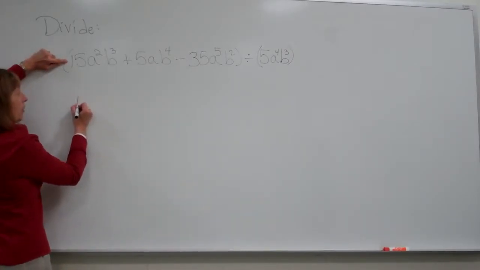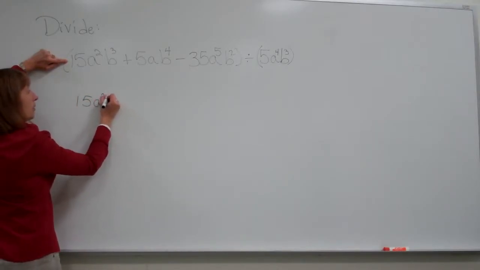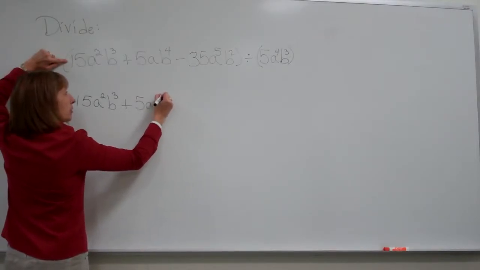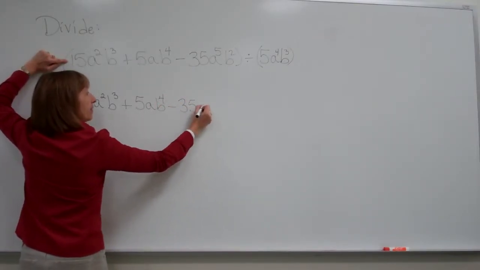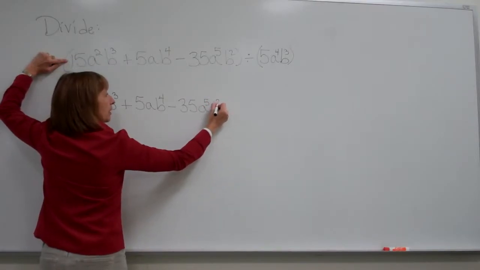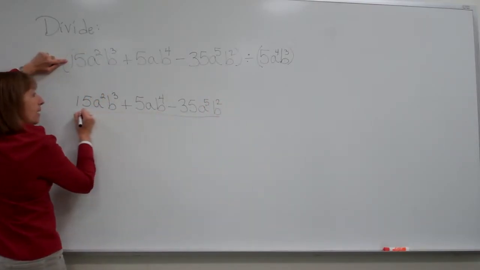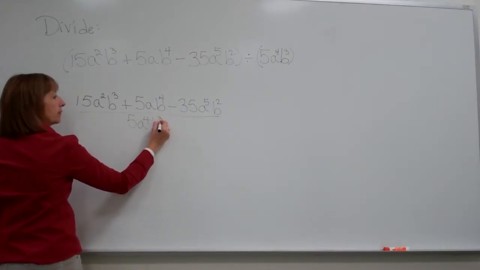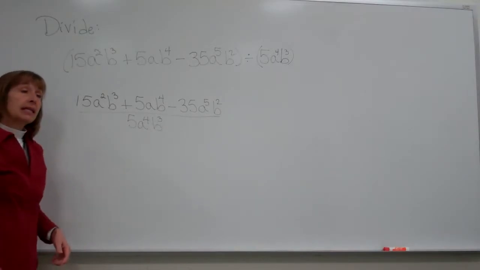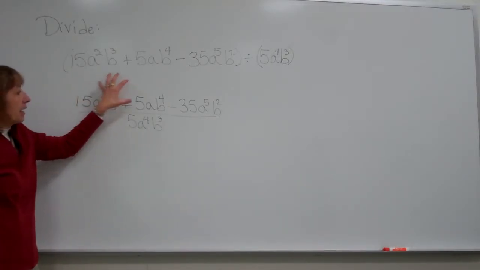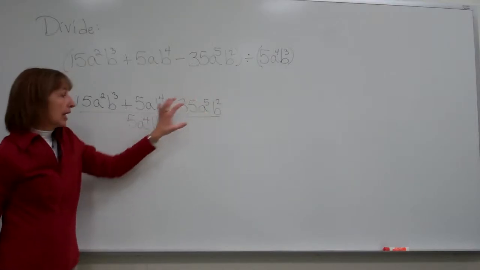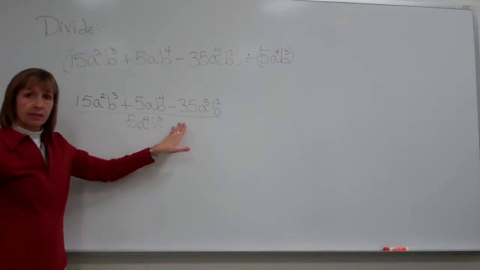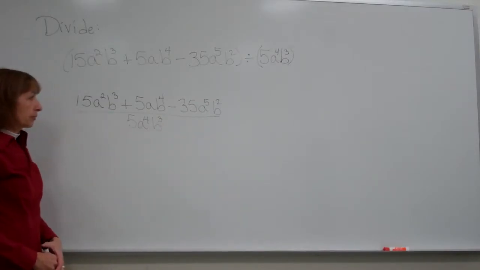So we're going to take our 15a squared b cubed plus 5ab to the fourth minus 35a to the fifth b squared. And it says to divide that by the 5a to the fourth b to the third. Now notice when I write it this way, I have, again, my three different terms in my numerator, but a monomial denominator. In my denominator, I don't have any pluses or minuses to give me different terms.